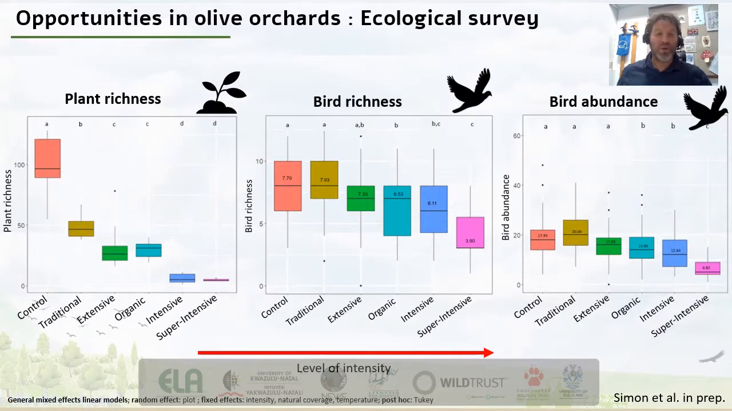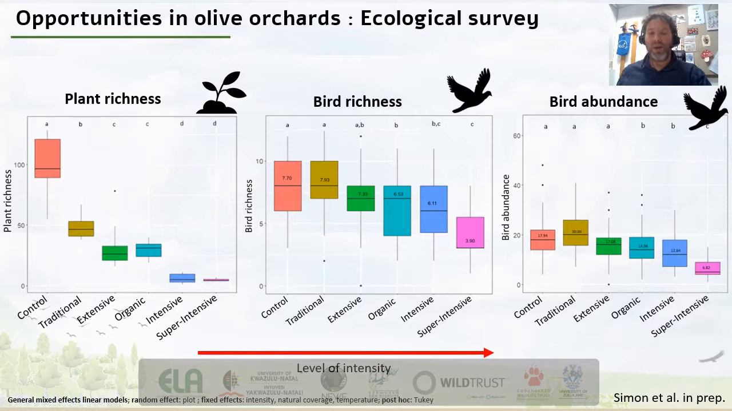First, from an ecological perspective, you can see here the orange. We're looking here just at richness, but the results are similar for other indicators. The control for plants was dramatically higher than all the cultivated areas. But look at the traditional: significantly lower, but somewhere in between. The organic and the extensive are further in between, and finally the intensive and super intensive are really, really low.